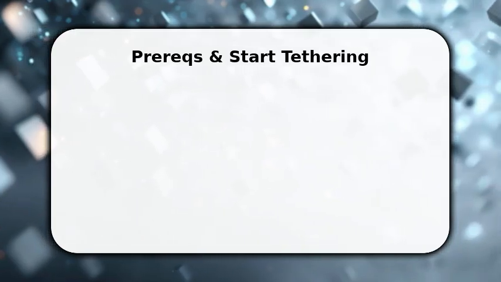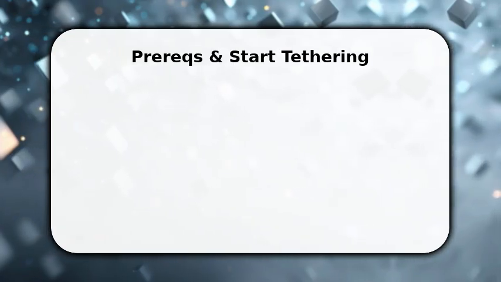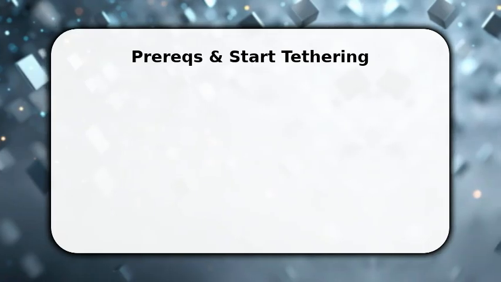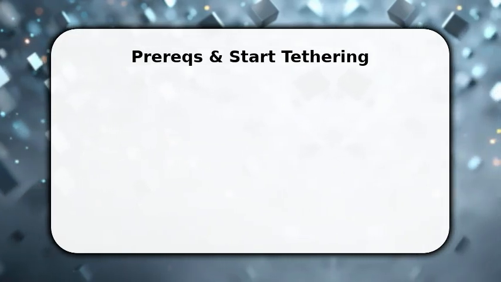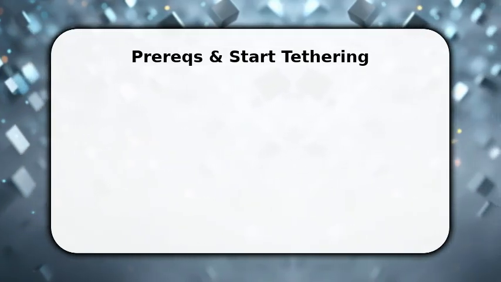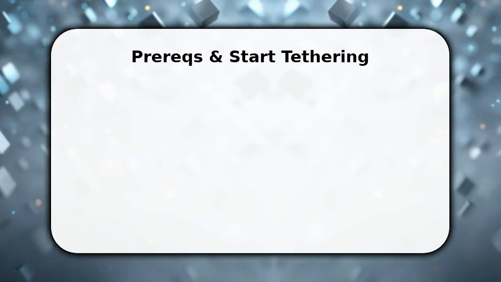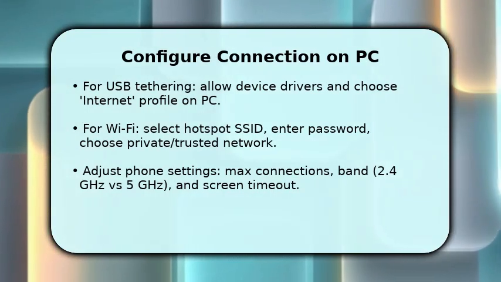Once done, connect the devices. Plug in the USB cable for faster, stable speeds and simultaneous charging, or tap the Wi-Fi network name shown on your phone if using wireless. Make sure to note the hotspot password and set a short, descriptive SSID so you can identify it on your computer. Now you configure the computer to use that phone link.